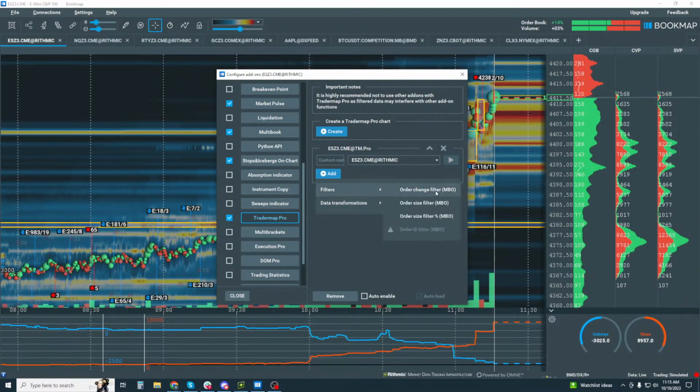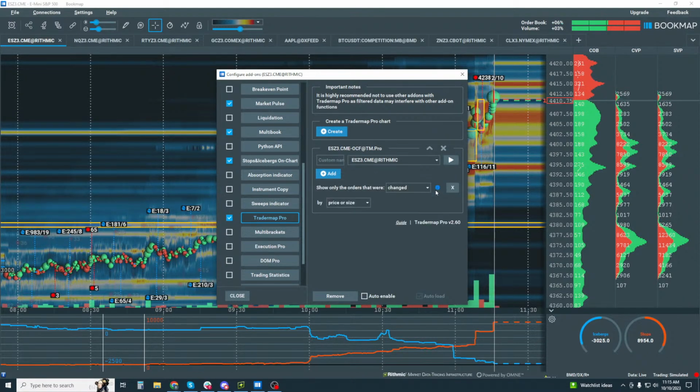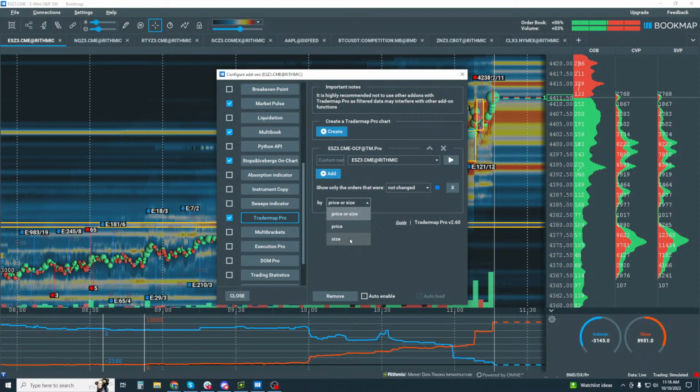The change in here. So if we click on change, actually now we have the option for not changed. So that's what I'm going to cover here. Not changed by price or size, or price individually or size individually. Let's just click on this one here, price or size. And what does this mean here? We're going to click play.